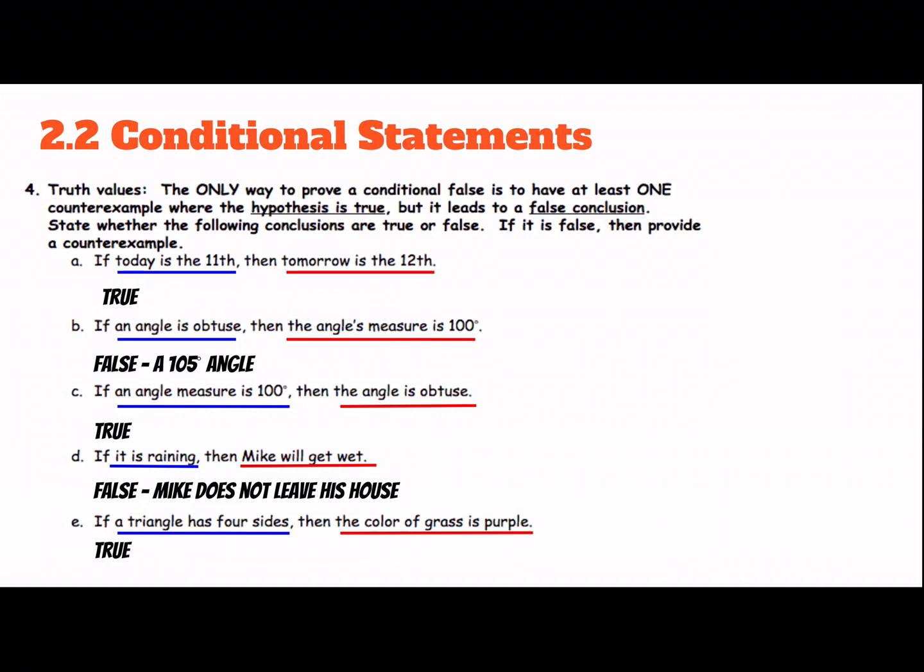But in some reality, if a triangle has four sides, then sure, the color of grass could be purple, right? Because that's not the reality we live in. So the only way to say that this is a false statement is to have blue being true and red being false. In this case, blue is not true. So then we just say that the statement is true.